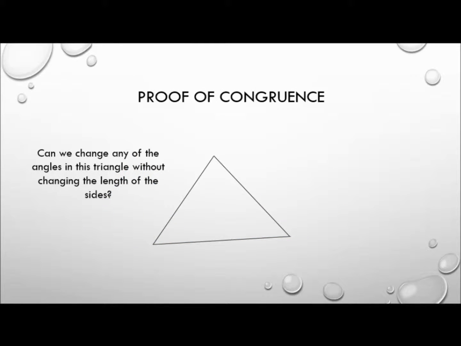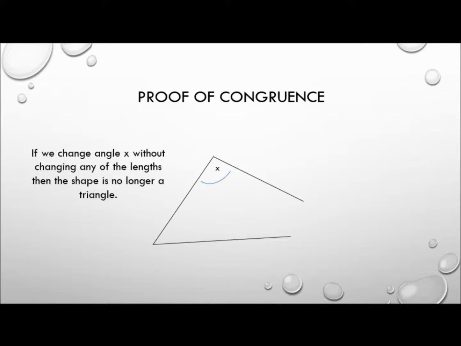Now, can we change any of the angles in this triangle without changing the length of the sides? If we change angle X without changing any of the lengths, then the shape is no longer a triangle. If we change angle Y without changing any of the lengths, then the shape is no longer a triangle. If we change angle Z without changing any of the lengths, then the shape is no longer a triangle.